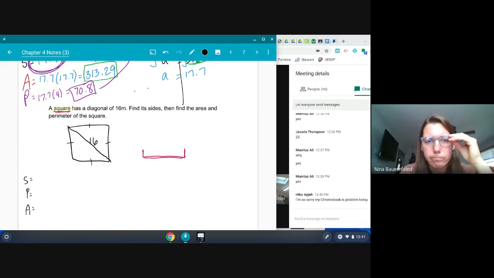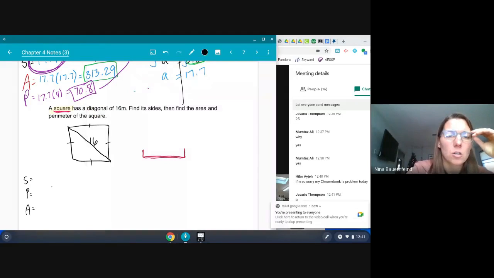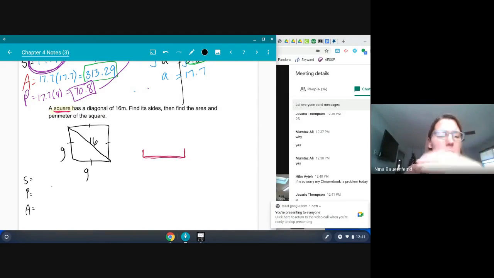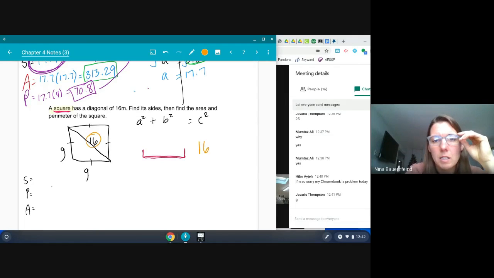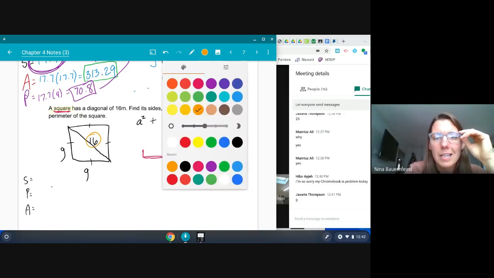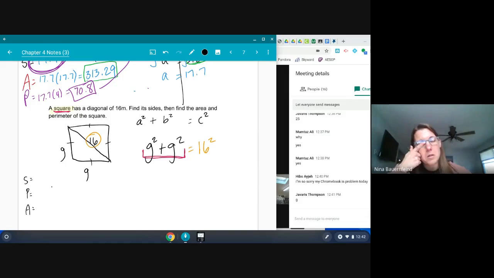Okay, so somebody pick a letter. What do we want to use for our side? Don't care. Any letter. G. Great. So if we use a G here, then this is also a G because they're going to be the same length. They're the same exact thing. So normally our Pythagorean theorem says a squared plus b squared equals c squared. In this case, c is 16. So we're going to go 16 squared equals, and then are you guys cool with this being g squared plus g squared? Because those are the two sides of the right triangle.